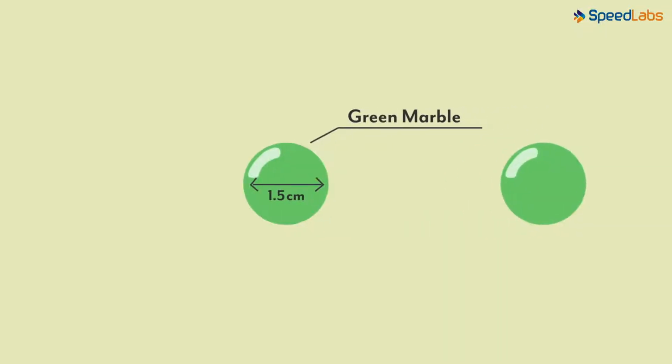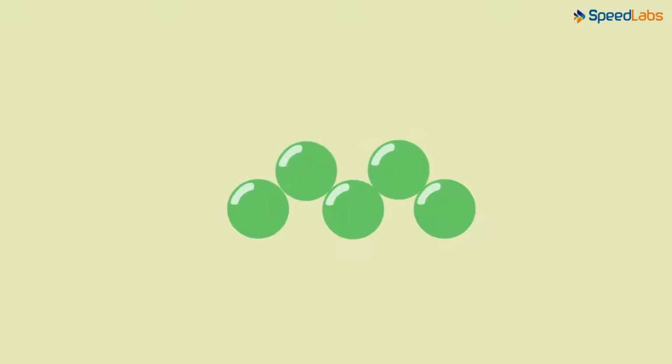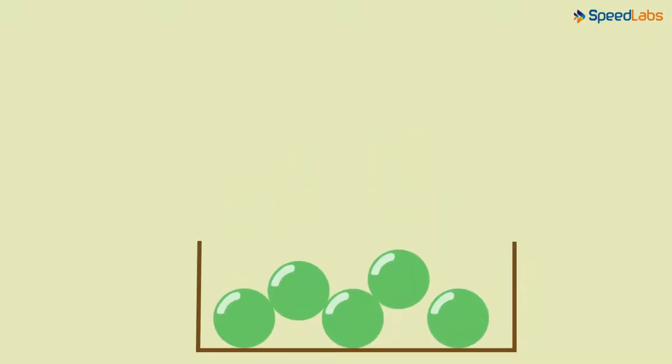Now look at another marble. Is it the same as this one? This one too is green colored and has the same diameter. So we can say that these two are similar marbles. How about having a few more similar marbles? Let us place all of these in a box.